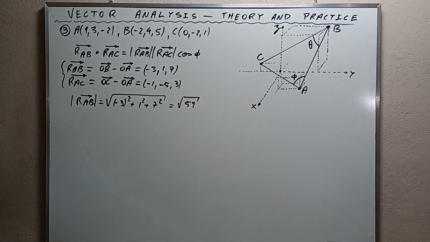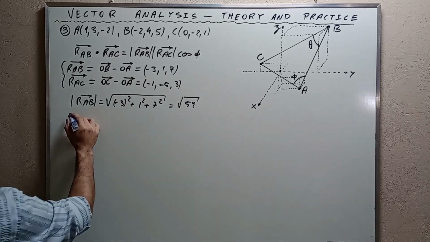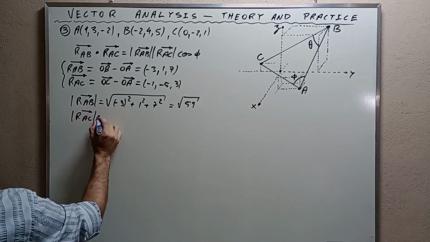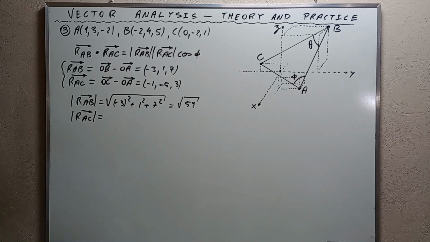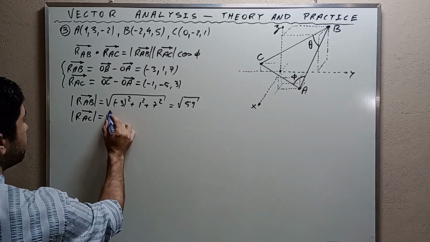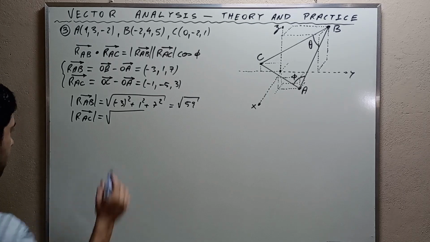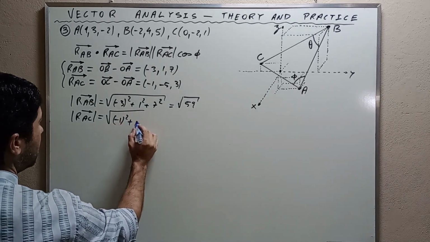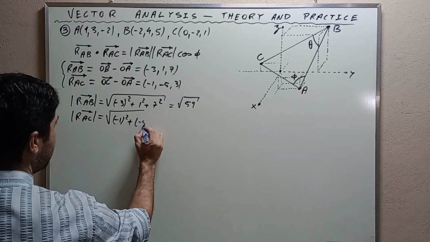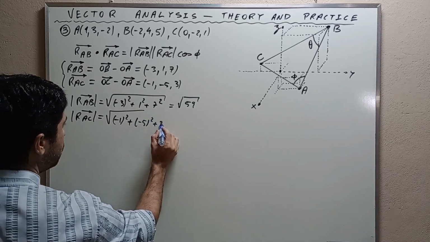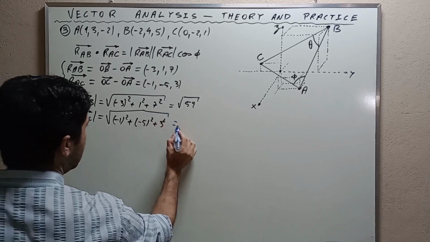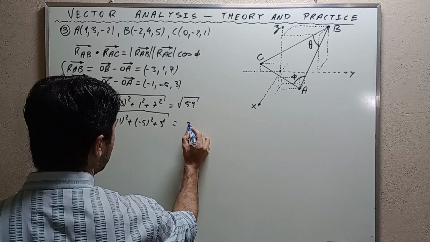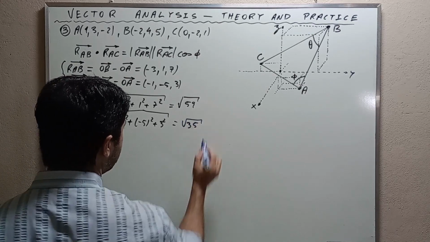Likewise, the magnitude of RAC will be equal to the square root of -1 squared plus -5 squared plus 3 squared, and this is equal to the square root of 35.